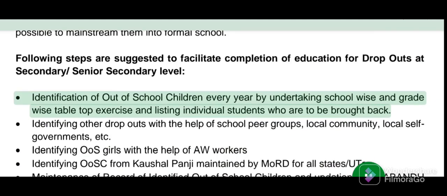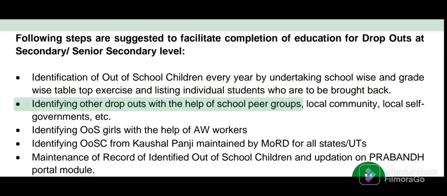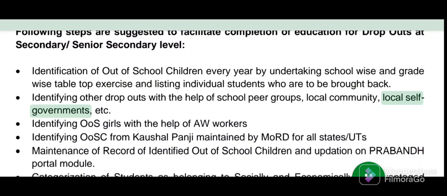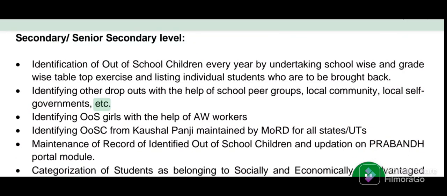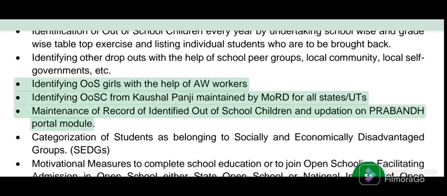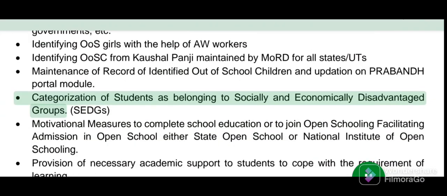Identification of out-of-school children every year by undertaking school-wise and grade-wise tabletop exercise and listing individual students who are to be brought back. Identifying other dropouts with the help of school peer groups, local community, local self-governments, etc. Identifying OOS girls with the help of our workers. Identifying OOSC from Kaushal Panji maintained by MOD for all states. UT's maintenance of record of identified out-of-school children and updation on PRABANDH portal module. Categorization of students as belonging to socially and economically disadvantaged groups.